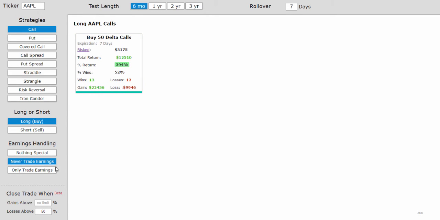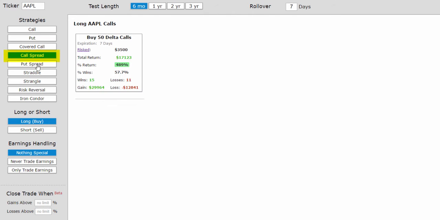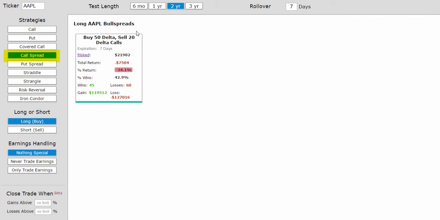All right, the next natural question is, well, if you want to buy calls, try call spreads. So let's just try that. I'm going to clear out my stops, go back to nothing special, and click call spreads. So staying consistent, I'll look at the 50-20 call spread. And here we see a 34% loss.